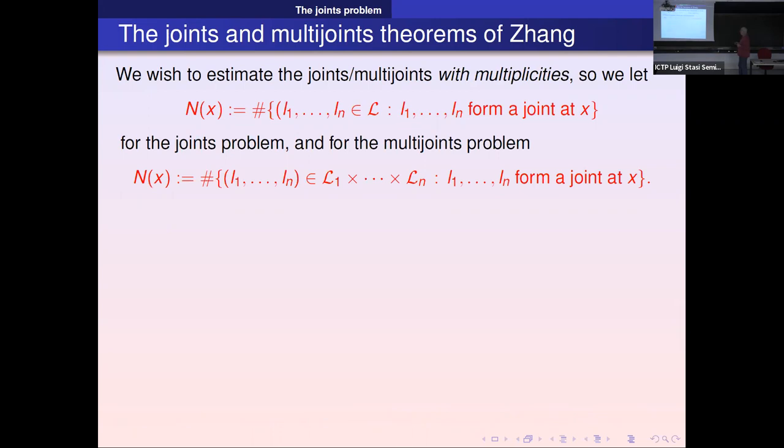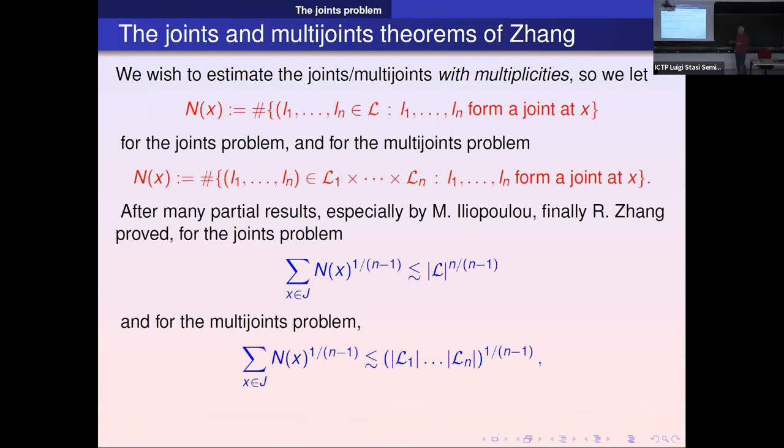This is the analog of the overlap function that we had before in the linear case, and this is the analog of the overlap function that we had in the multilinear case. And it was eventually proved by Ruixiang Zhang that for the joints problem, we can indeed count the multiplicities of the joints and get the answer you expect. So in the plane, in the earlier theorem by Katz and Tao and so on, we were just estimating these. We had the same thing, but we had N of x is 1. So this is a sharper result, having something much bigger in there. And in the multi-joints problem, you have a similar thing.